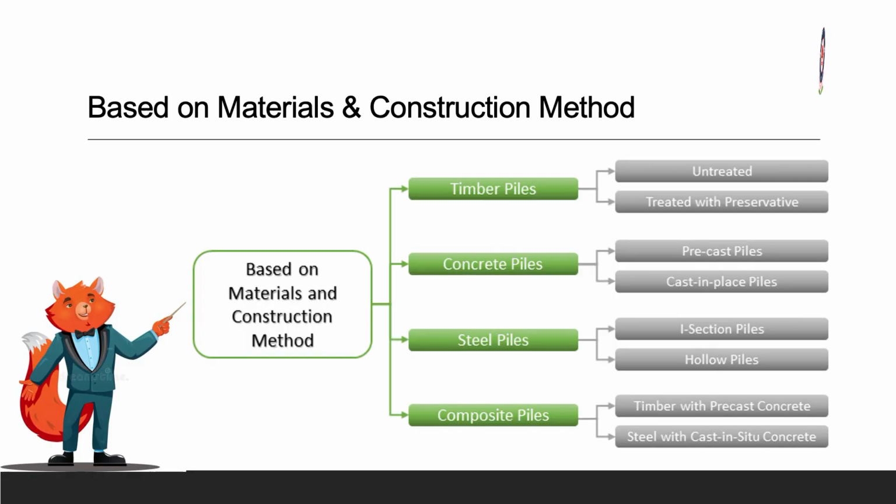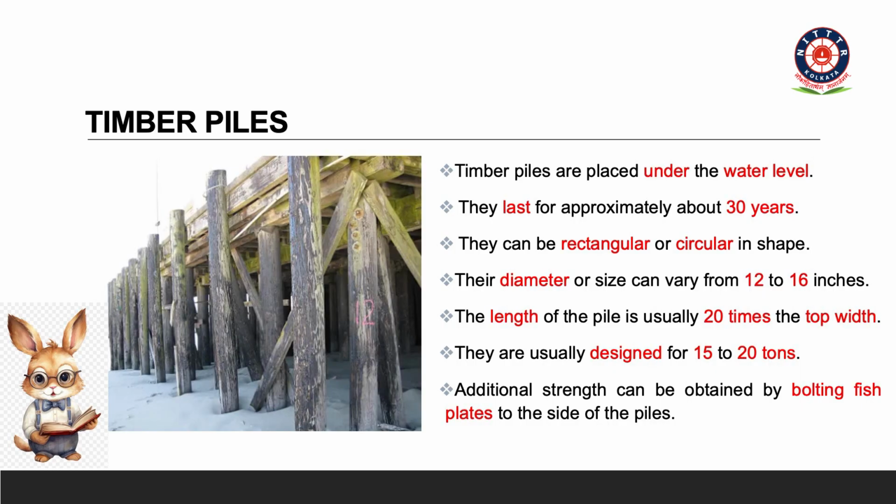Then we can classify the piles based on the material and construction method. We again have 4 types: timber piles, concrete piles, steel piles and composite piles. Let us understand in detail now. What is a timber pile? When will you be using it? See, a timber pile is a wooden pile.